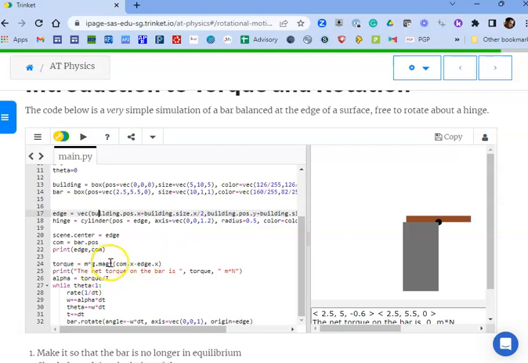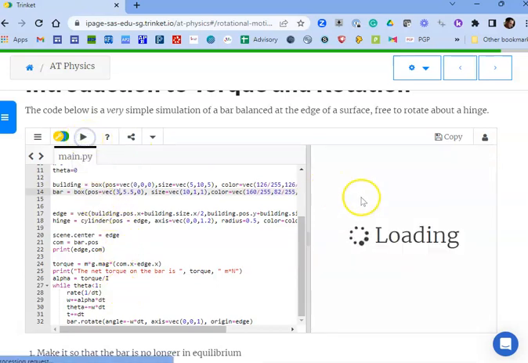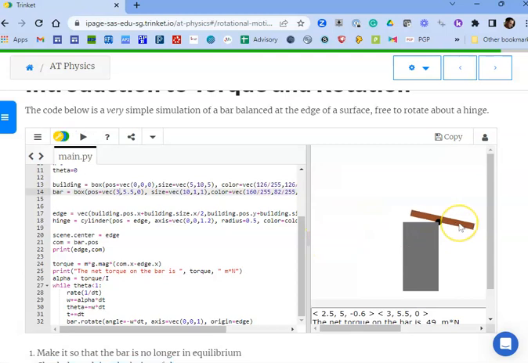If I change this, I guess the bar, and make it a little bit to the right. Right now, half of it's on the right side and half of it's on top of the building, so it's not going to be moving because it's perfectly in equilibrium. But if I change this to, say, a 3, for example, and then I run play, you'll see that the bar does rotate now for a period of time.